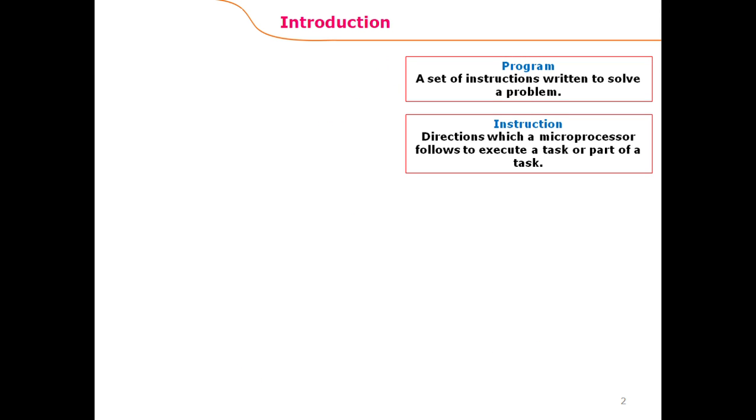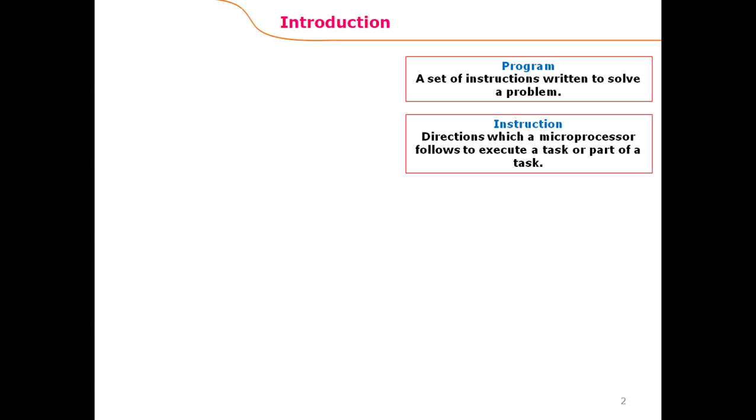To understand what an instruction set is, we first need to understand what a computer program is. A computer program is a set of instructions written to solve a particular problem. For example, if we need to call a person, we need a program or an application to do that. Or if we need to add two numbers, then we need an adder program to solve the addition problem for us.